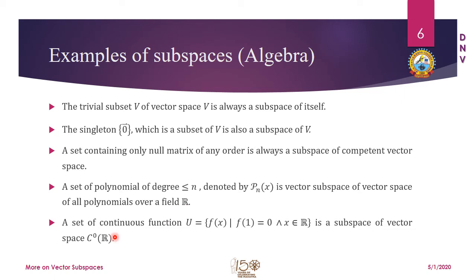Next is the example of some continuous functions. Here it is defined by U equal to {f(x) such that f(1) = 0}. That means it is a set of functions for which the value of the function is 0 at x equal to 1, and x belongs to the set of real numbers. It is a subspace of the vector space of continuous functions with respect to the set of real numbers. So 0 is always a member of it, because the zero function has the value 0 for all values of x belonging to R. So 0 is a member of it.